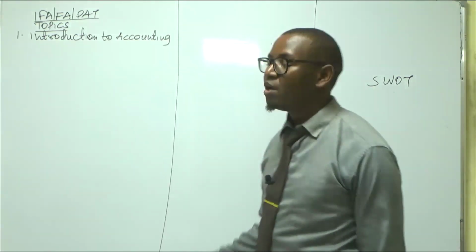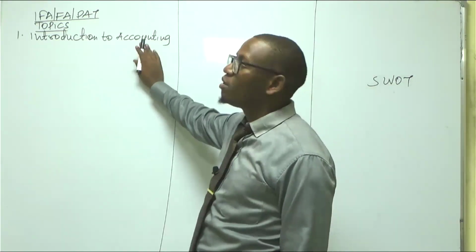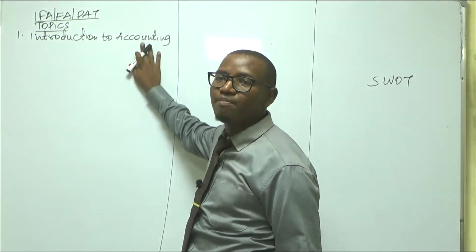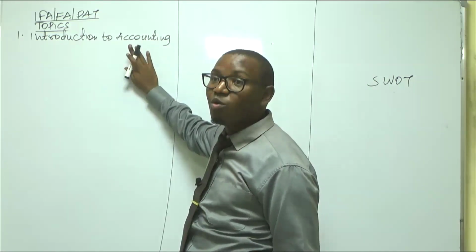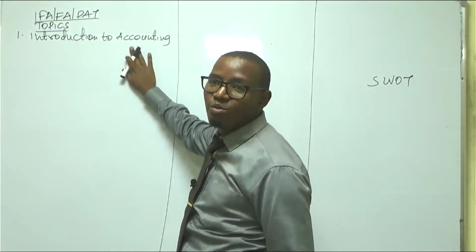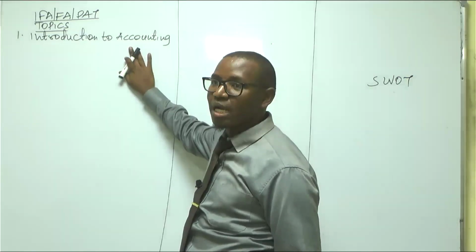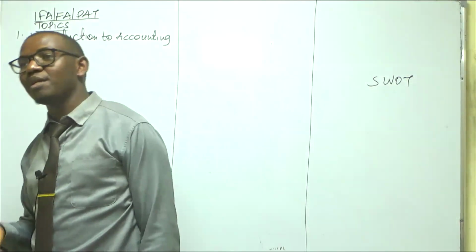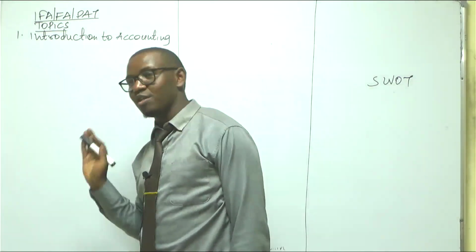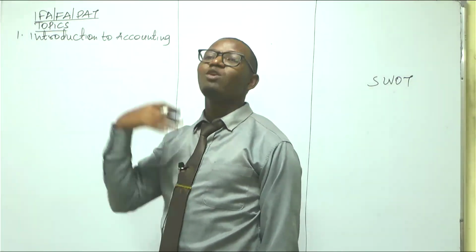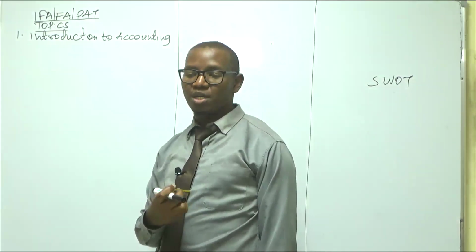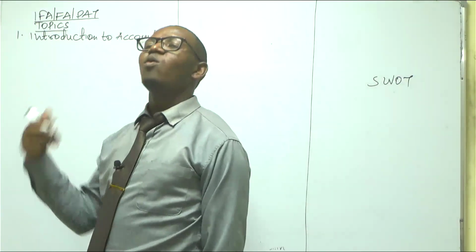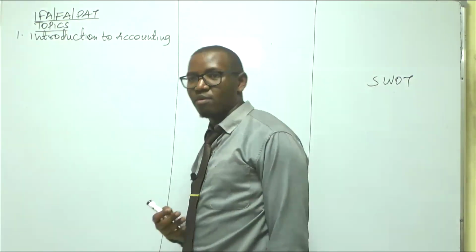So under the introduction to accounting, we'll understand what we mean when we talk about accounting. We'll also know who the users of accounting information are, and basically what their information need is. If we say it is the management, they use the accounting information. Why do they use that accounting information, and what is basically the information need? What do they want to know?